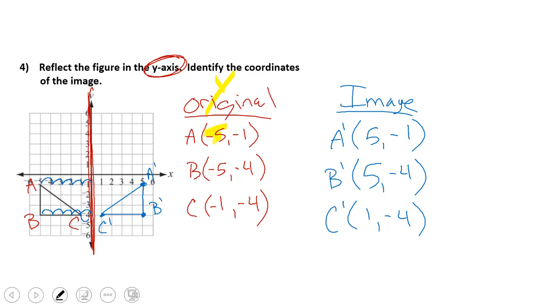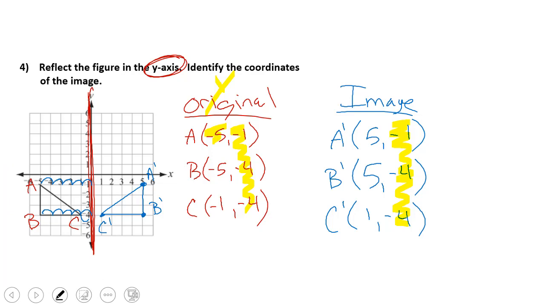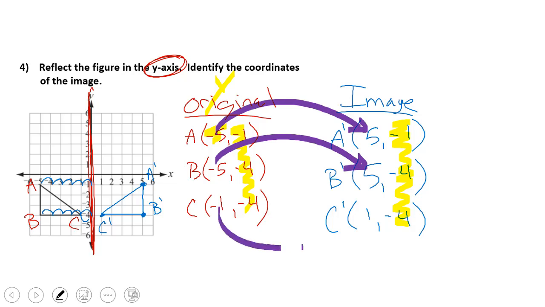So let's find out. I want to highlight the y. The y should stay the same. So -1, -4, -4. I come over here, -1, -4, -4. Those all stayed the same. Yes, they did. And then I check -5 to 5, -5 to 5, -1 to 1. Wow. All the x's are opposite. All the y's are the same when I reflected over the y-axis. Make sense? Ladies and gentlemen, pause, pick up your pens, and get busy, and then join me for our next 2 examples.